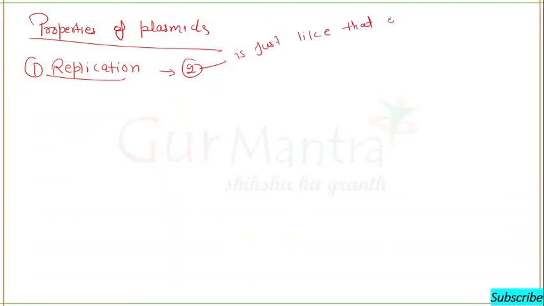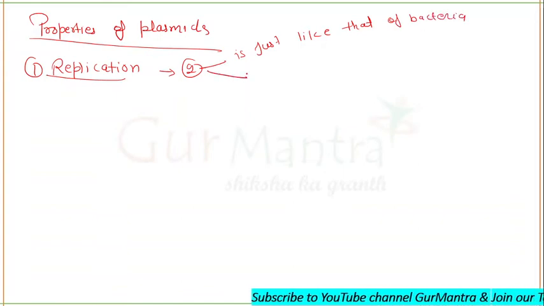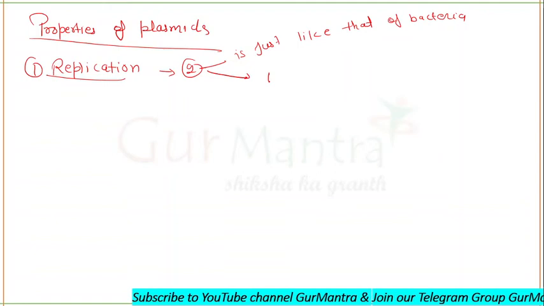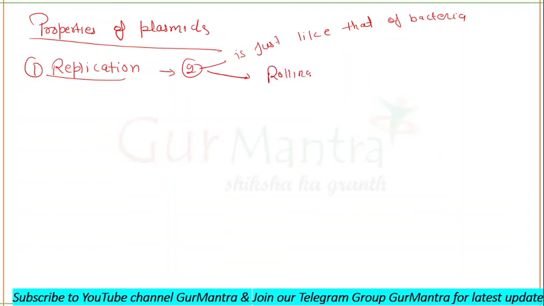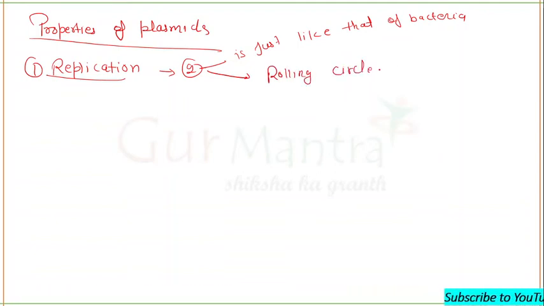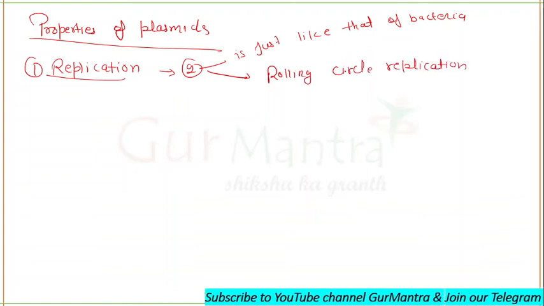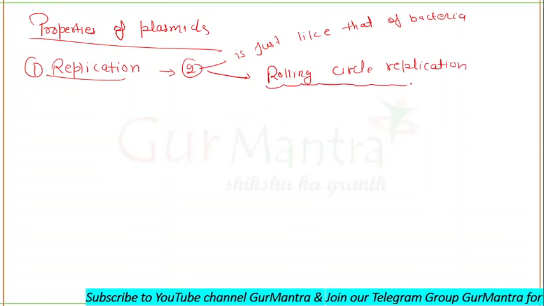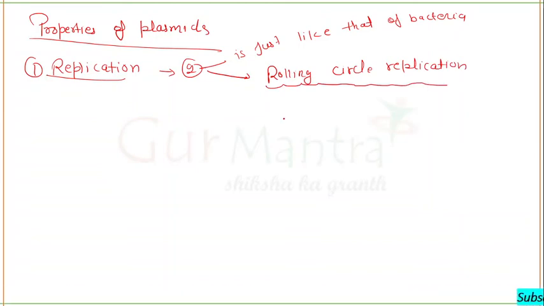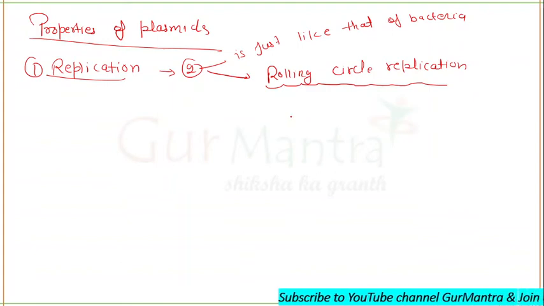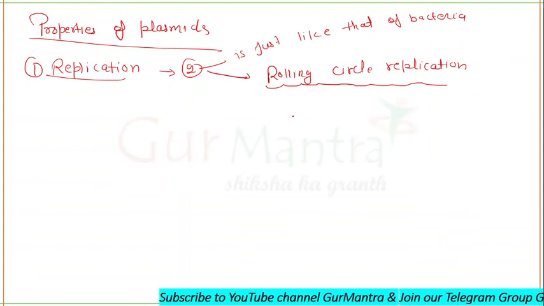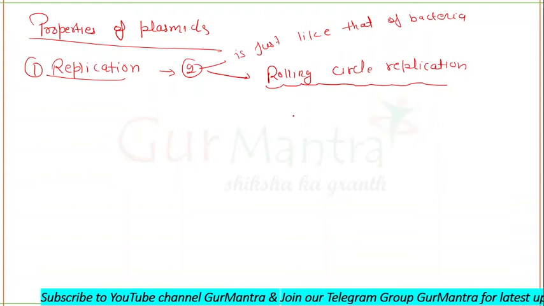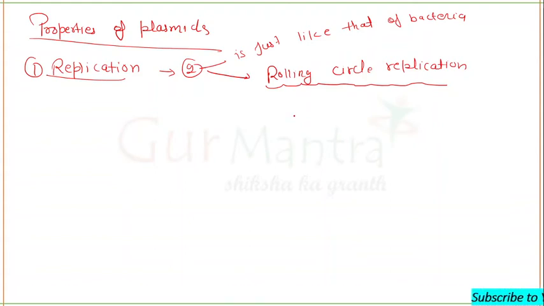So one is just like that of bacteria, and the other one, you have heard about it. Yes, it's rolling circle replication. You know about rolling circle replication. What happens during rolling circle replication? During rolling circle replication, it will start by nicking at the origin of replication and unrolling one strand, and using the other still circular strand as template for DNA synthesis.